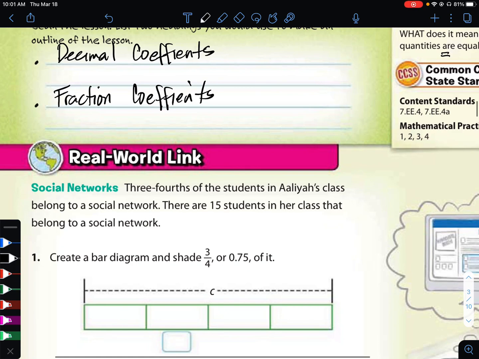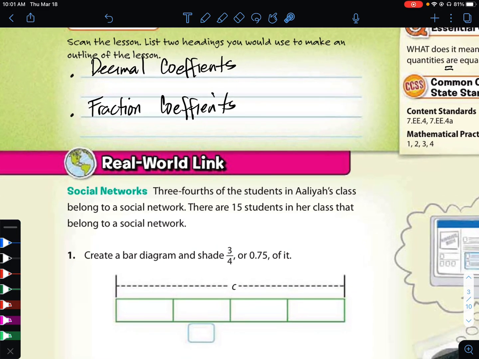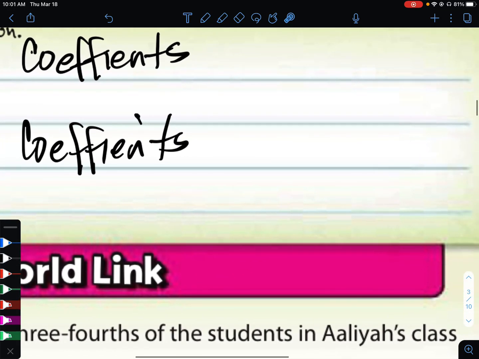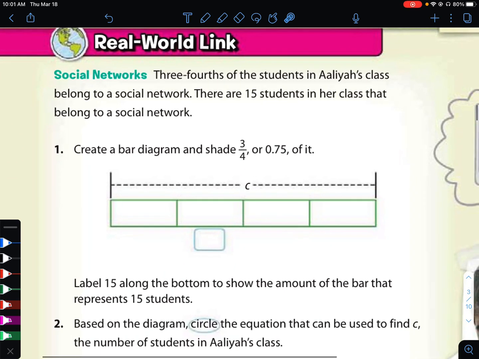The two concepts that we will be discussing more or less in this lesson are decimal coefficients and fraction coefficients. Let's take a look at the real world link. But before we do that, again, we've defined a coefficient to be the number before the variable, or the numerical factor in a variable expression. So when you have a term with a variable, the number before that will be your coefficient. Just a quick review of what a coefficient is. So let's take a look at the real world link.